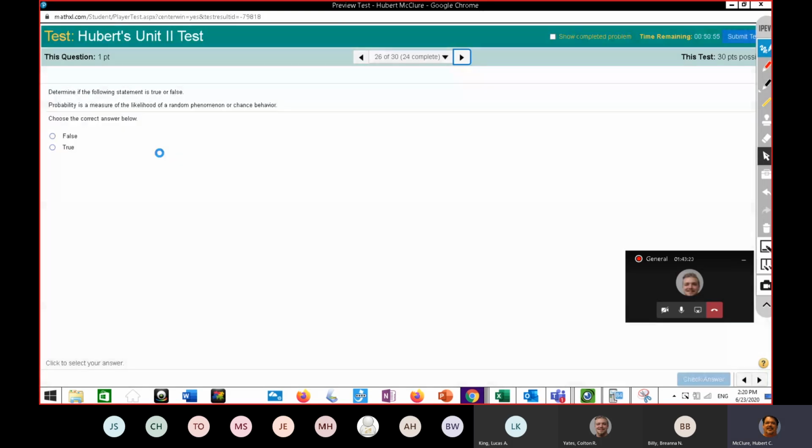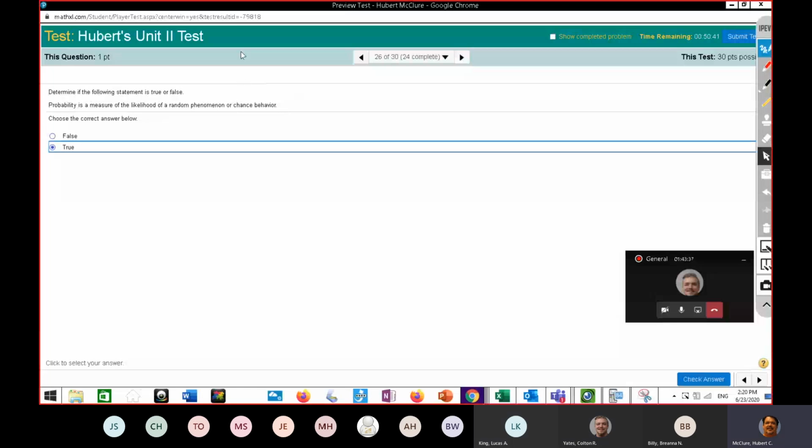Determine if the following statement is true or false. Probability is a measure of likelihood of a random phenomenon or chance of behavior. True. Remember, I told you that it was placing a number from 0 to 1 on a prediction based on logic, experience, and mathematics, which means data.